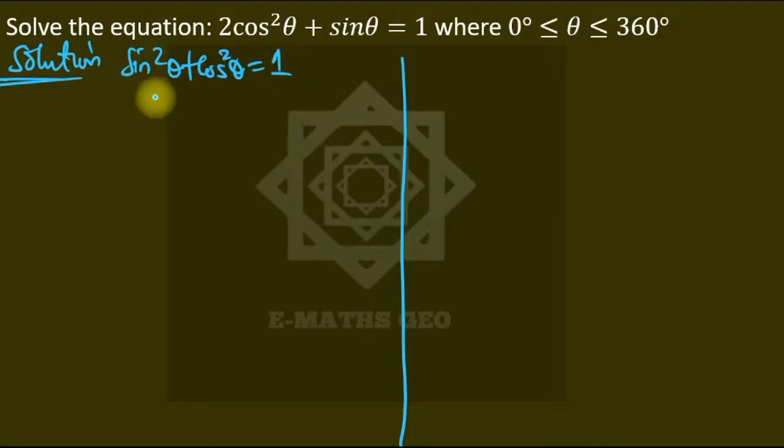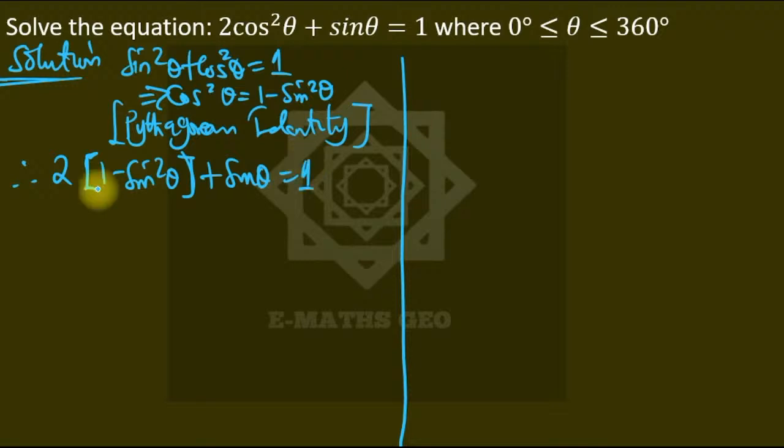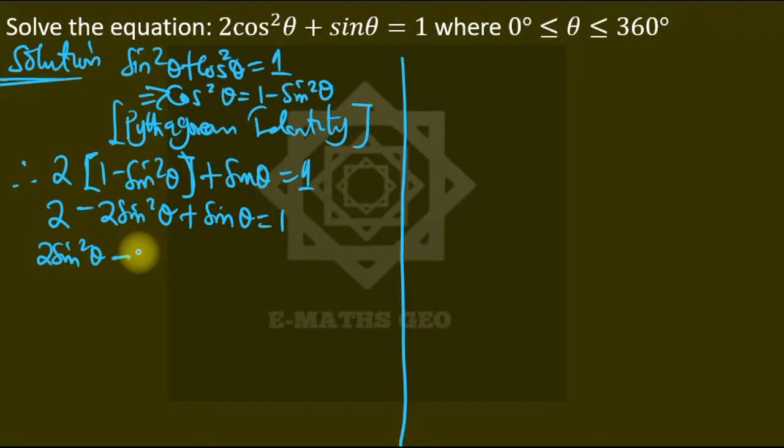So I can make cos squared theta the subject of the formula, which is 1 minus sin squared. This is called the Pythagorean identity. There are 3, not 1. So we open up: 2 times 1, 2, minus 2 sin squared theta plus sin theta equal to 1. If I move this to the other side, it becomes positive. Move that, it becomes negative. Move 2 to that side, so 1 minus 2 is minus 1. We are left with 0 on the left-hand side.